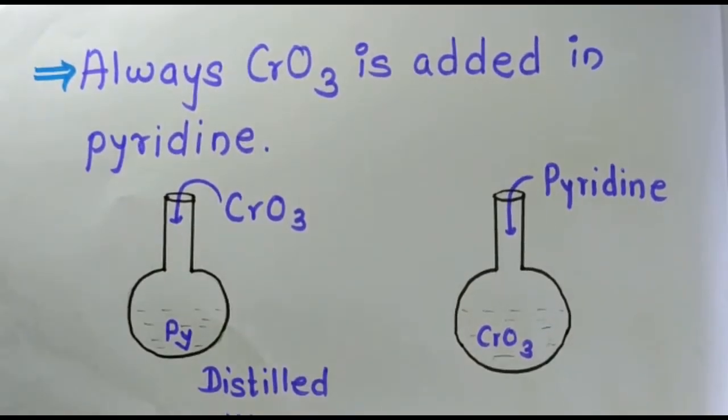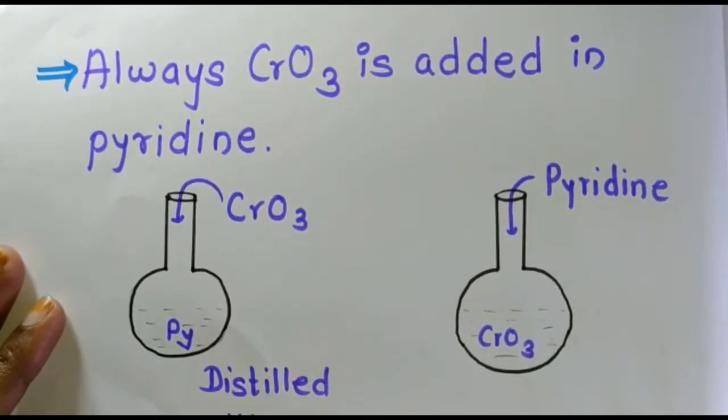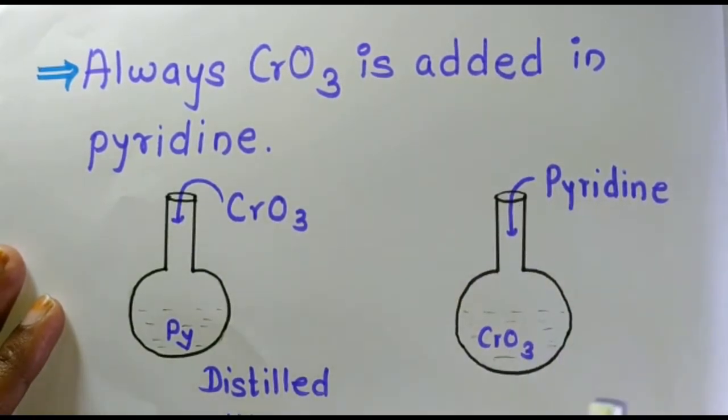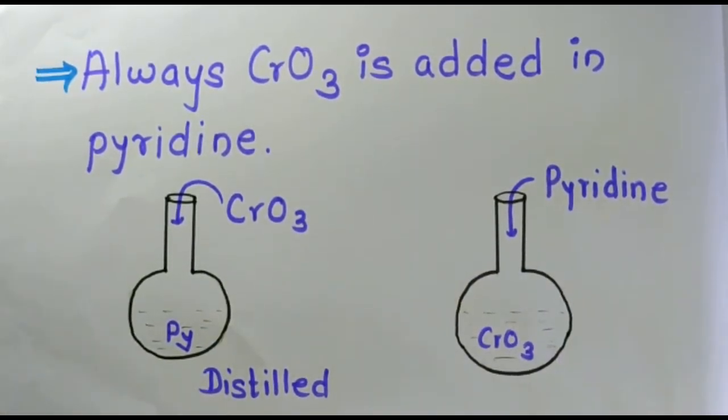Here, diagrammatically, we have to add chromium trioxide to pyridine, and pyridine is distilled with KMnO4. If we add the pyridine to the chromium trioxide, self-ignition will occur.